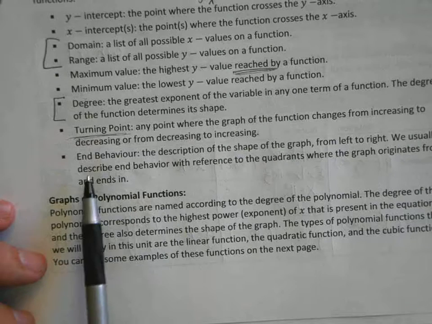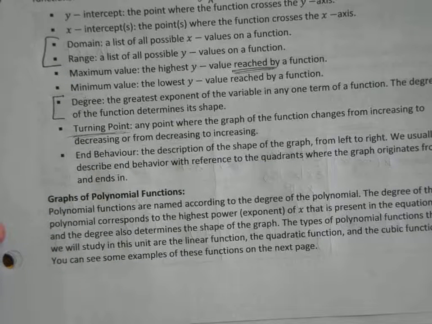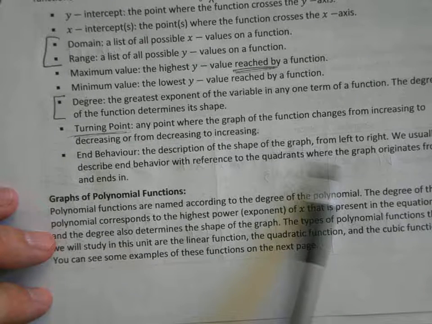And then end behavior is stating what quadrant the graph originates in and what quadrant the graph terminates in. If you don't know that word quadrant, put up the 4 and see which one corresponds to, like, a T1 or T2. Absolutely, you're exactly right. Okay. So, and again, I'll get into that with a picture.